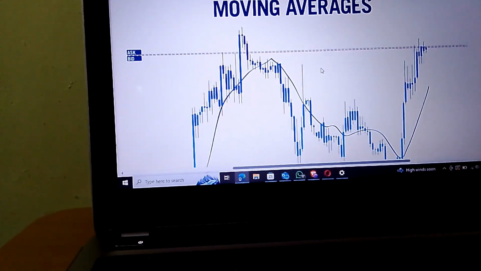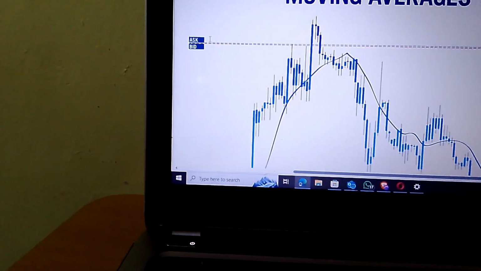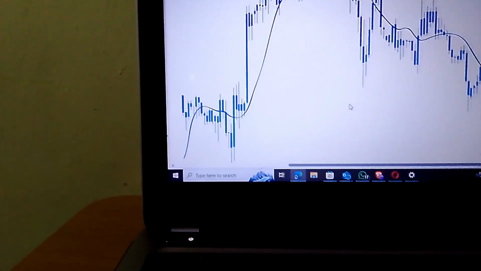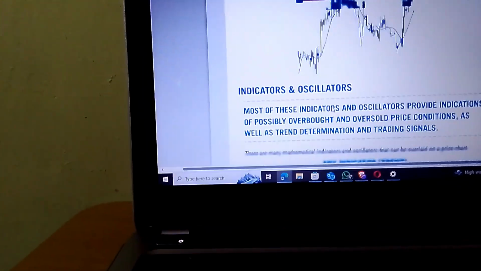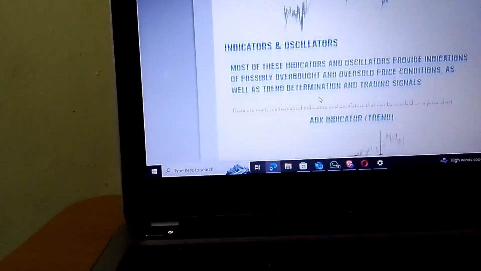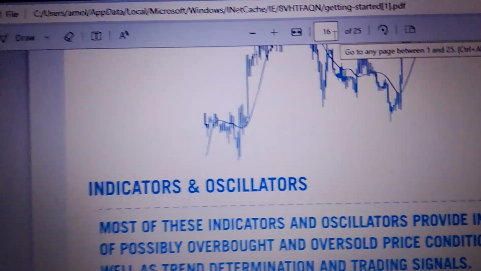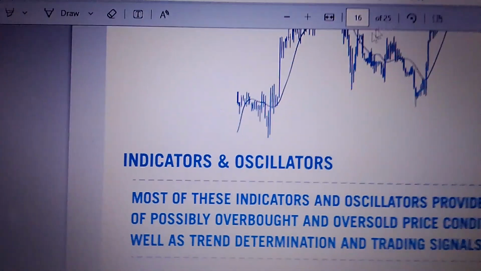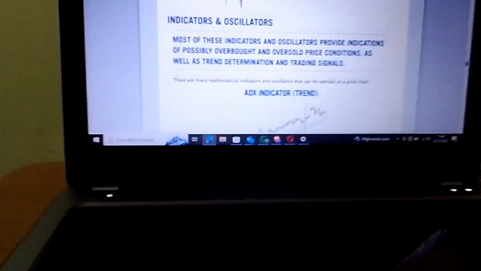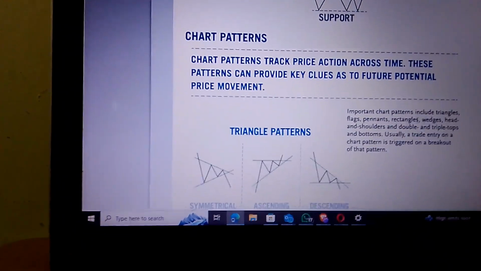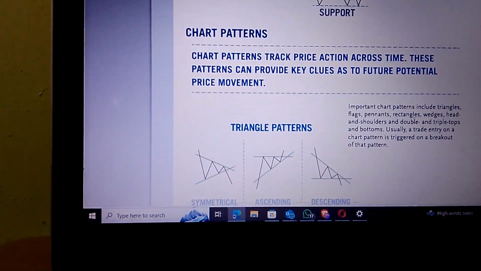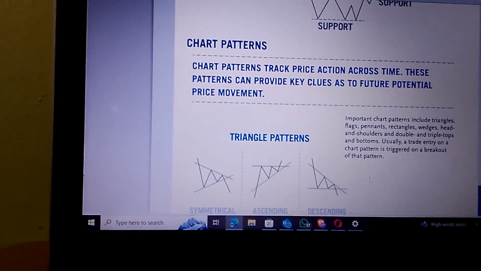Ask bid. We'll need to do further research on that. These are just highlighted. I guess this book is ending on page 20, and then the rest of the 5 pages are just questions. I think now they're just highlighting, but we'll need to look for another book to go through this part of important chart patterns, flags, pennants, triangles, rectangles, wedges, head and shoulders, and double and triple tops and bottoms.